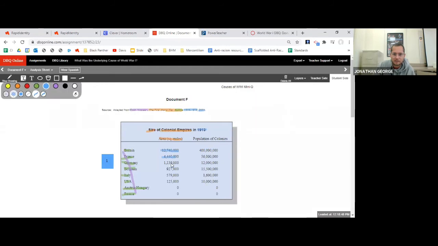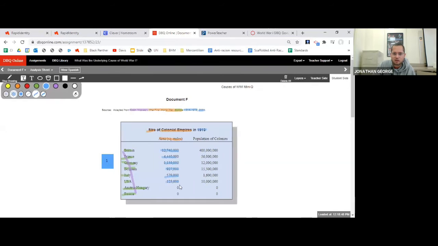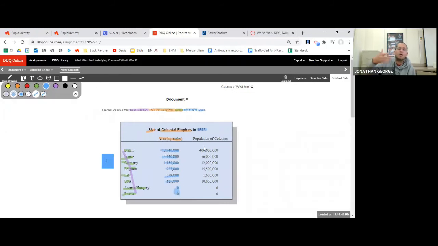And France, a little over 4 million, Germany over 1 million, just about 1 million by Belgium, United States 125,000. Okay, Austria, Hungary, and Russia don't have any territory right now, any extra territory.